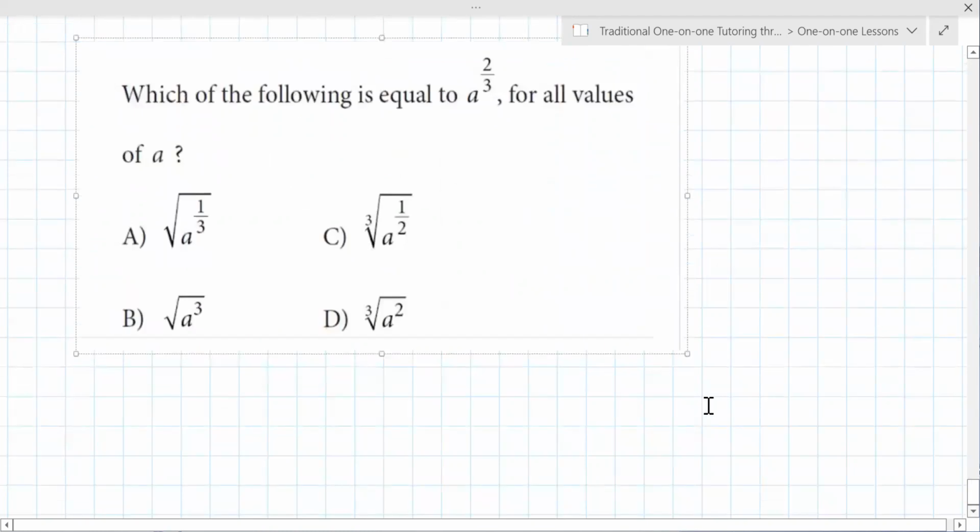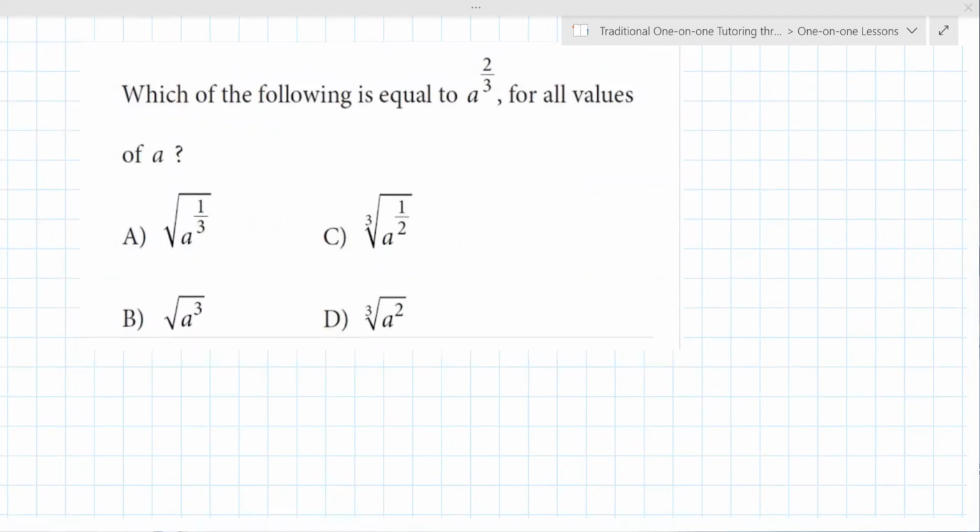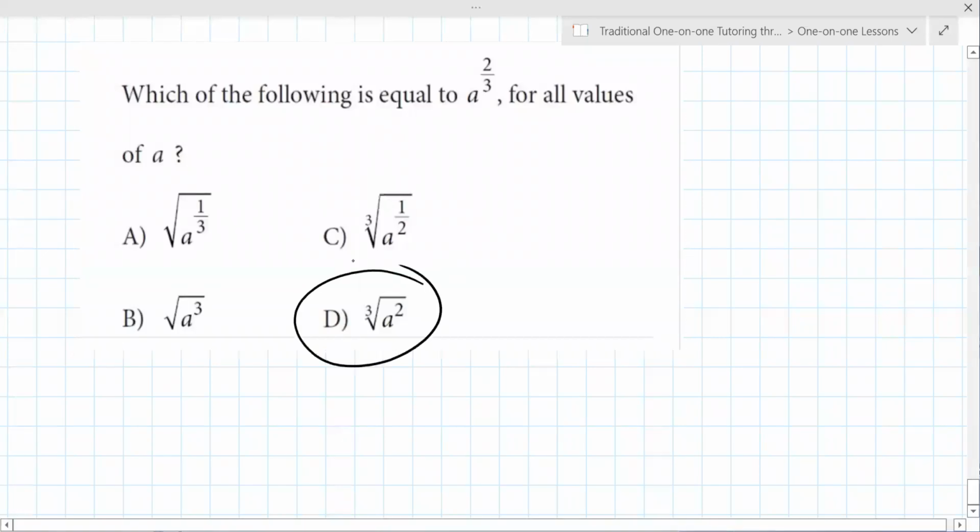Okay, this one's really similar. Which of the following is equal to A to the 2/3 for all values? D. Yes. D. Good. Okay, let's do one more and then we'll take a 1 or 2 minute break.